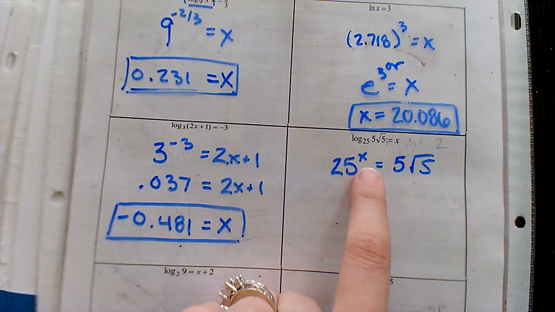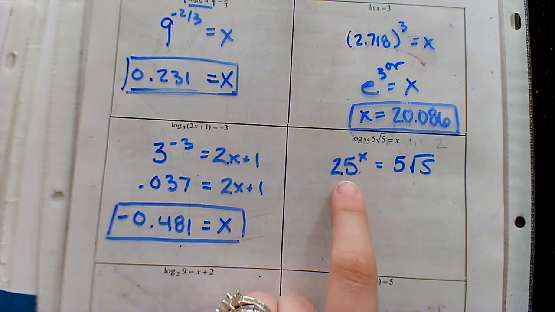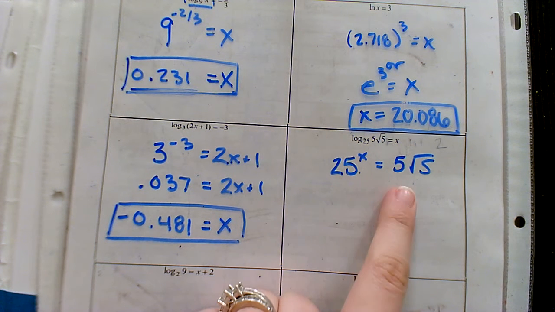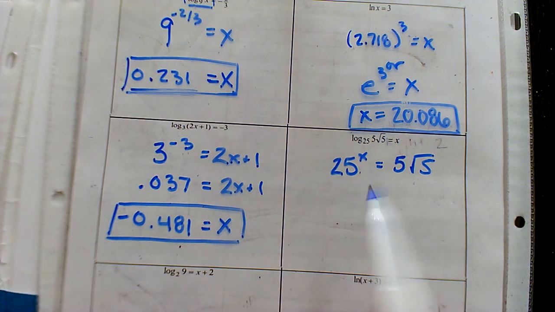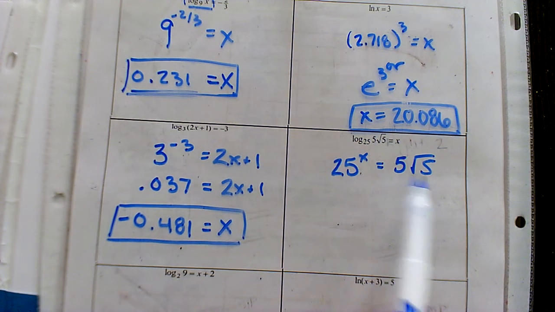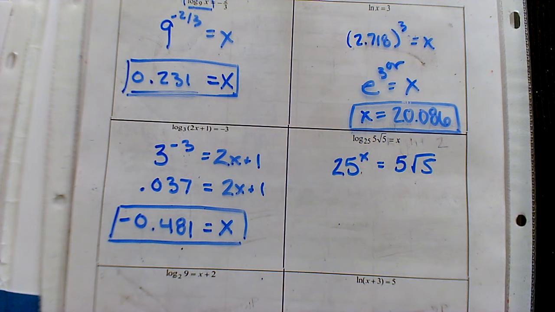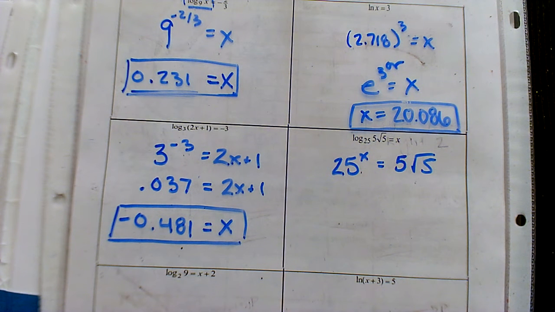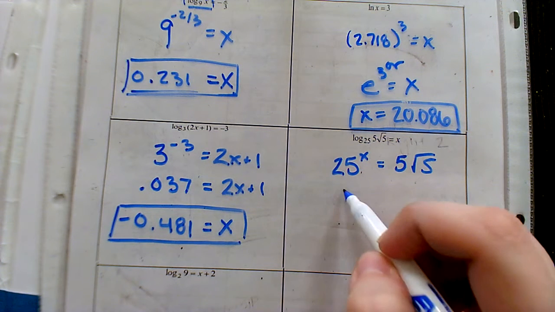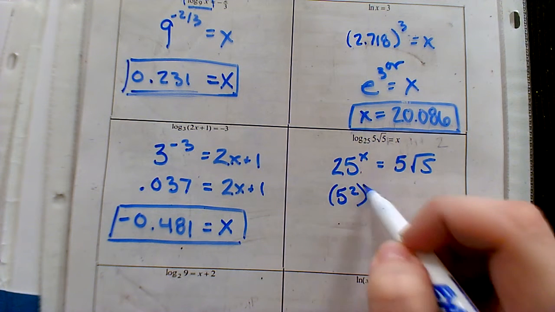Now, if your x is a power, we're going to have to try to get these bases to be the same. Remember doing that in the exponential unit? That way we can figure out what that power might be. Okay. So notice how 25 is on the left and we're dealing with 5s on the right. We could probably get them both to have a base of 5. How can you rewrite 25 with a base of 5? 5 squared, I heard it. Okay, so 5 squared to the x.